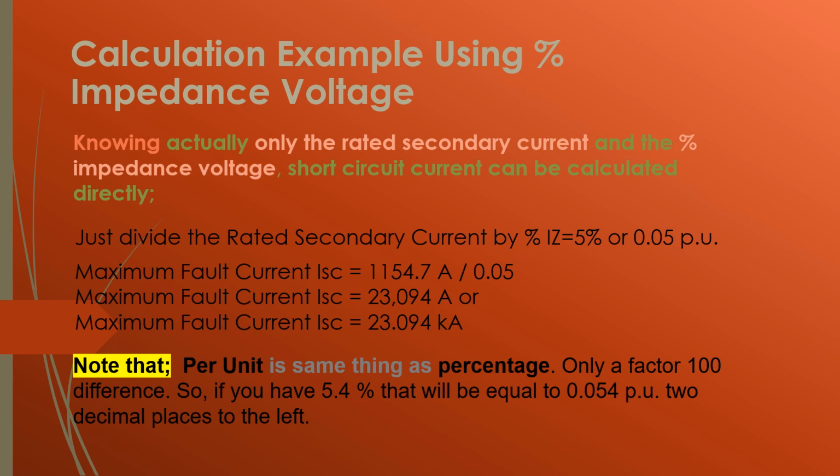So let us note that per unit is the same as percentage. Only a factor of 100 is the difference. So if you have 5.4%, that will be 0.054 per unit. You have to move 2 decimal places to the left.